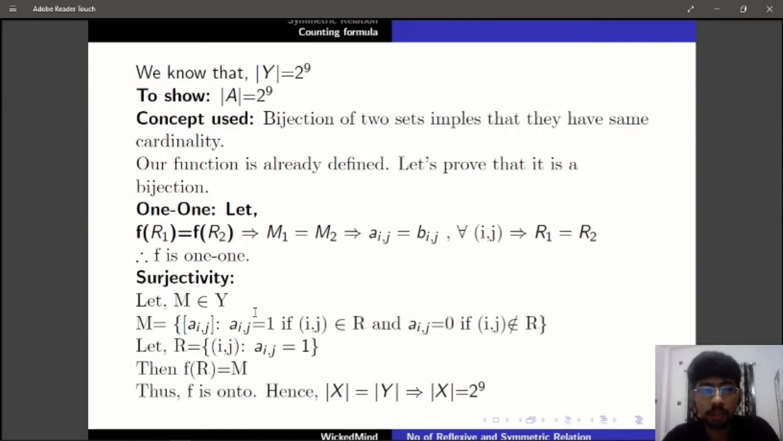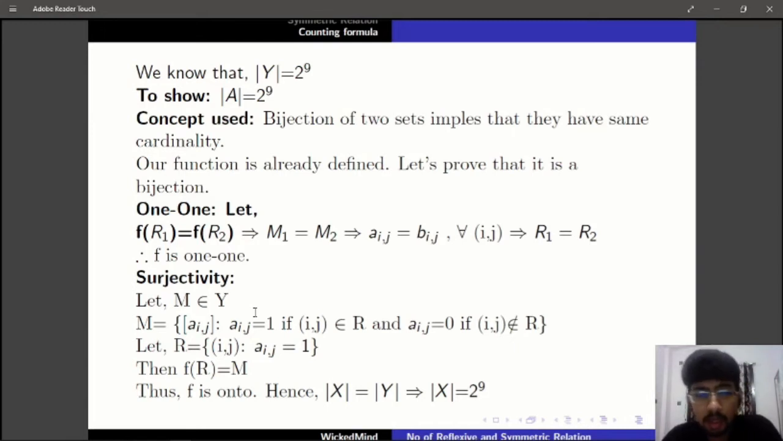Next, surjectivity. In order to show that the function is onto, we will take any element of the codomain. Then we will show that there exists an x such that its image is that element. So we are taking an arbitrary element M that belongs to the set Y. Then we are to show that there exists an element R that belongs to X whose image is M. So M will be a_ij such that a_ij equals 1 if (i, j) belongs to R and a_ij equals 0 if (i, j) does not belong to R.